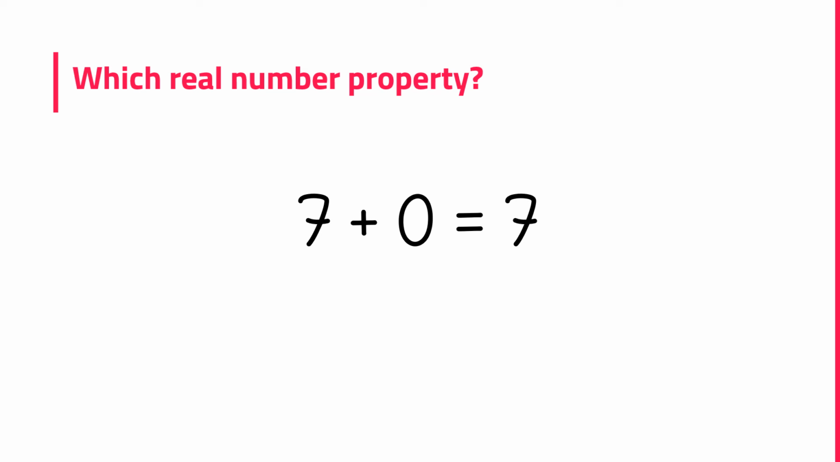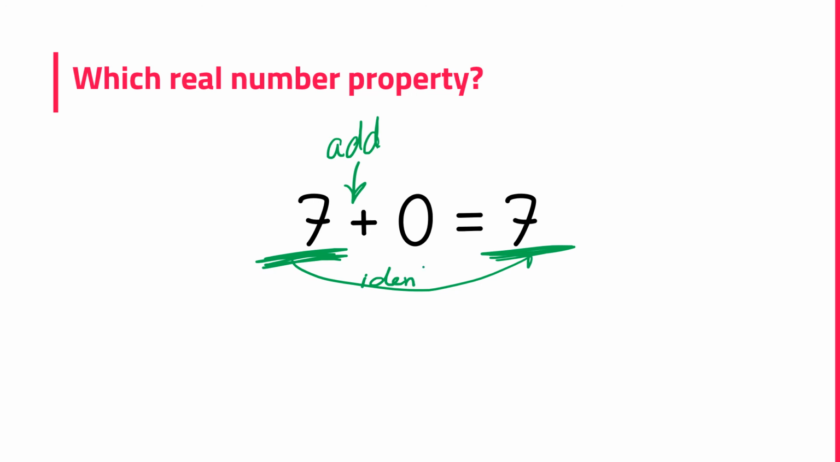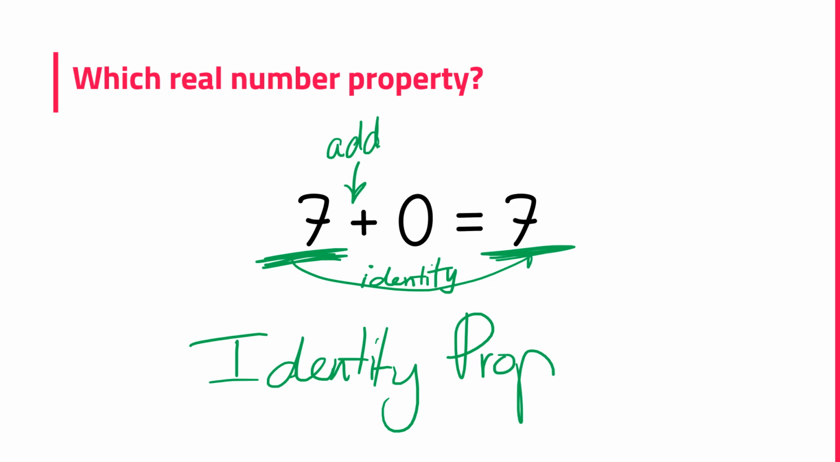Let's take a look here. Here we're adding, so I just want to make note of that. But this one's a little bit unique because we're adding 0. And notice the question and the answer are the same. It kept its identity. I'm adding something, which normally changes a number, but it didn't. It stayed the same. So this is the identity property of addition.